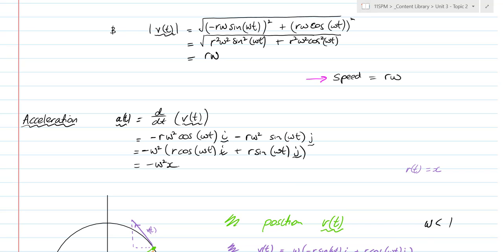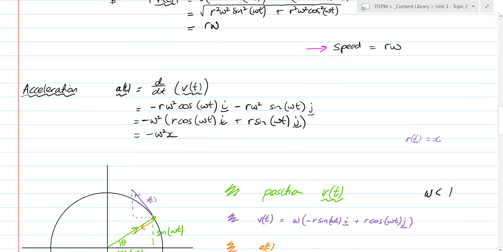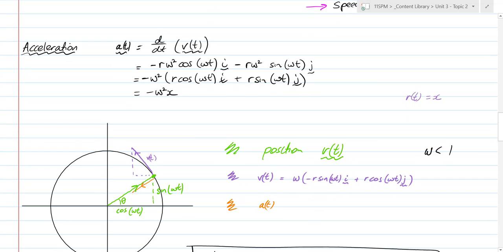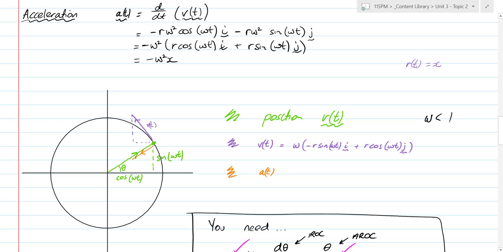Okay, now if we go and have a look at a diagram, that gives us a really interesting result. So here's a diagram with position, velocity, and acceleration. We have a look at this diagram here. The position is the green one. The position is just from the center, because the position is measured from the origin, around here, wherever it is.